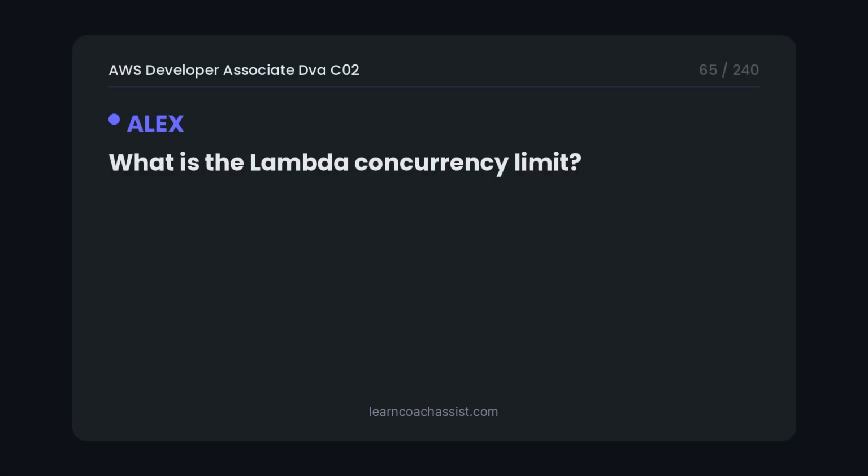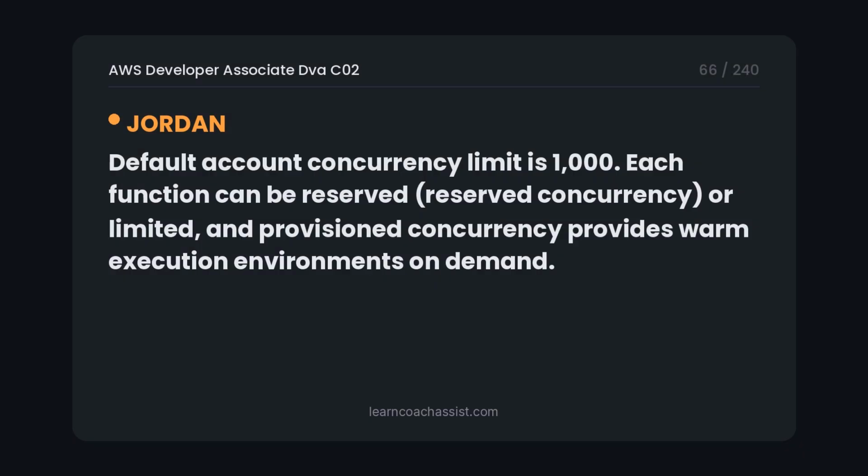What is the Lambda concurrency limit? Default account concurrency limit is 1,000. Each function can have reserved concurrency, or be limited, and provisioned concurrency provides warm execution environments on demand.